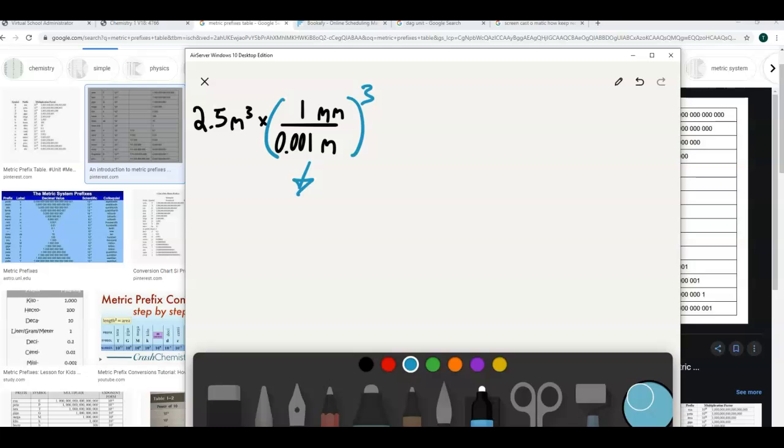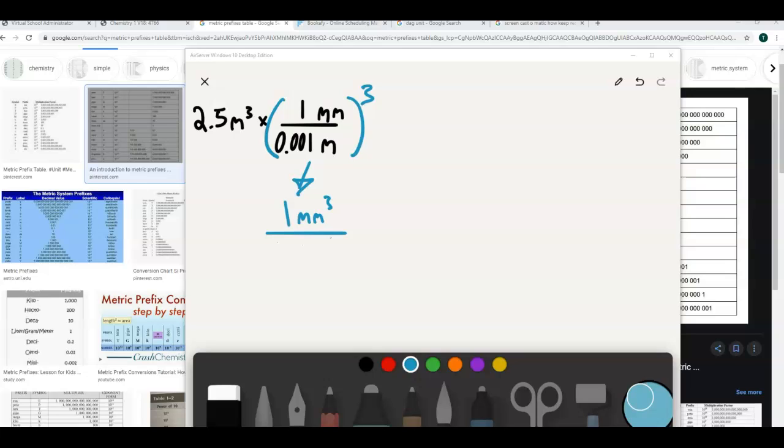Well, it's 1 millimeter times 1 millimeter times 1 millimeter. So that would be 1 millimeter cubed. Okay. Now the bottom is going to be a little bit weird. Because if you think about it, if this is cubed, right? So this denominator here, it's going to be 0.001 meters times 0.001 meters times 0.001 meters.